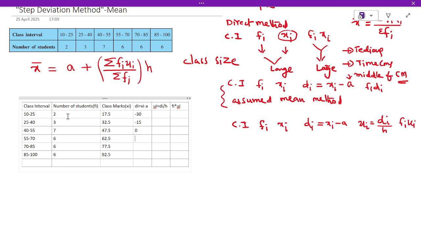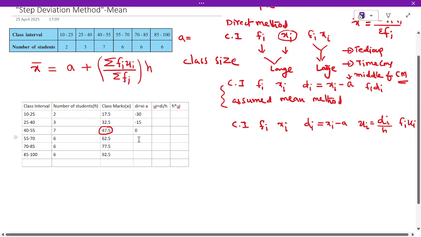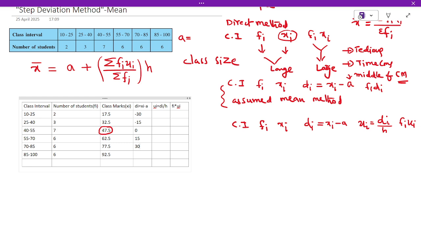Now this is the added advantage. If you remember, what is our a? We have taken a as this, 47.5. Why? Because if it is already 0, then on the other side of 0 you will be getting positive numbers: 15, 30, and 45, an increment of 15. That's how we'll do it.